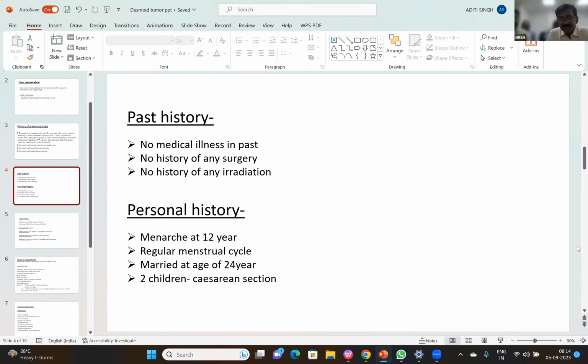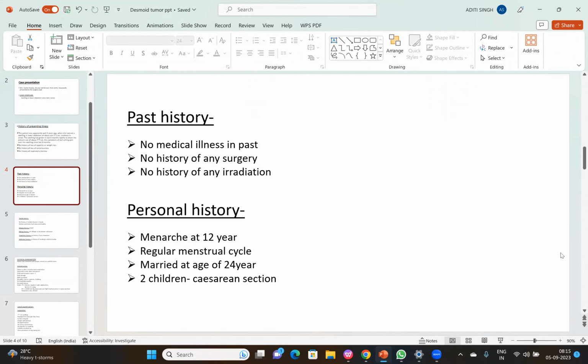Why do you say no history of any surgery? You are saying patient for cesarean section. There is surgery. Yes, sir. That's my point. I had to correct it. Patient has no major medical ailment. You see, some people may have minor medical ailment. So the point to mention is patient has no major medical ailment in the past.